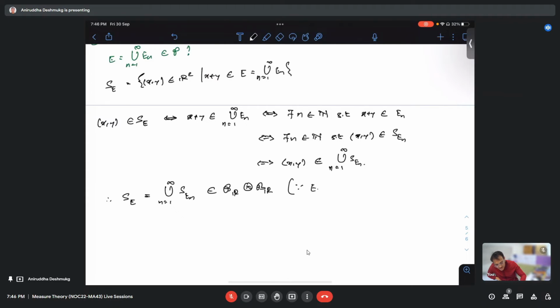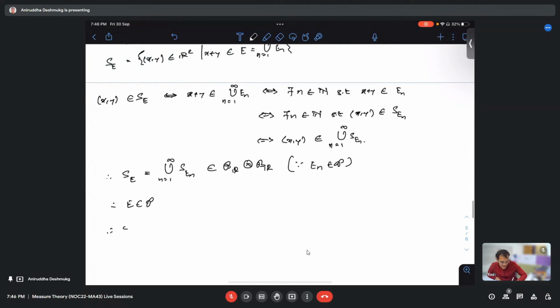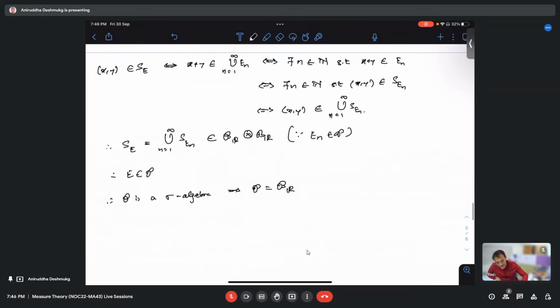Since all those Ens are inside P, therefore, E is again inside P, and hence P is a sigma algebra, which would imply that P must be equal to BR, because BR is the smallest sigma algebra containing all open intervals. P is a sigma algebra contained inside BR, which contains all open intervals, so they must be equal.